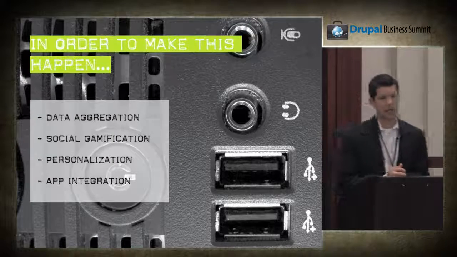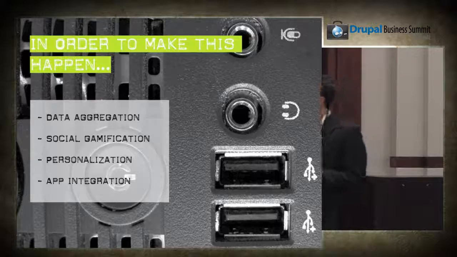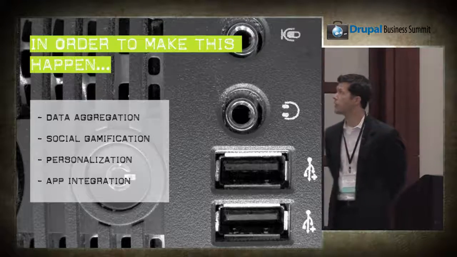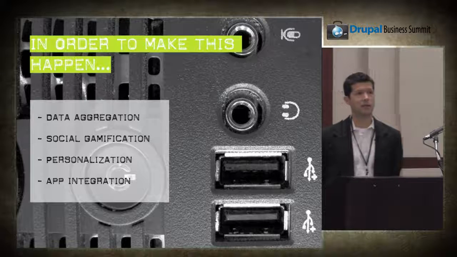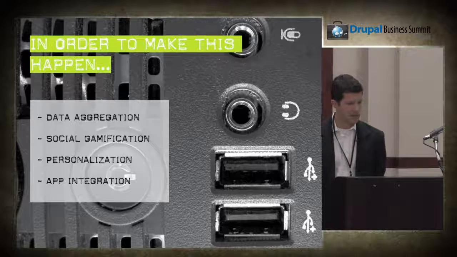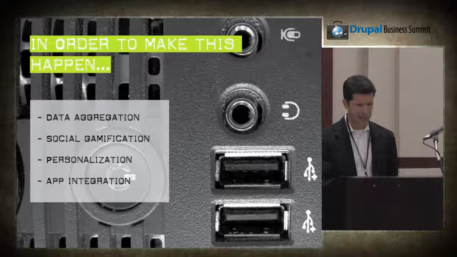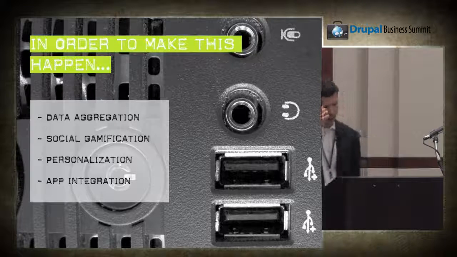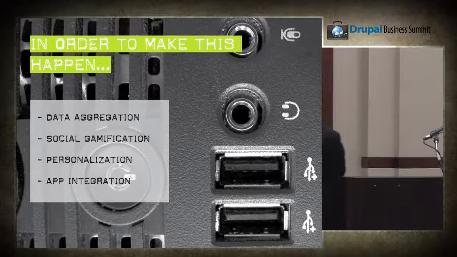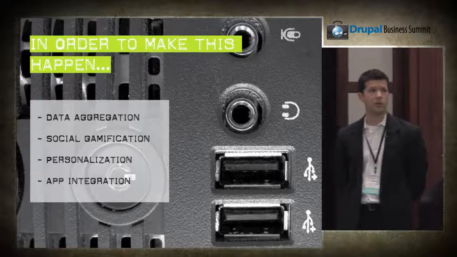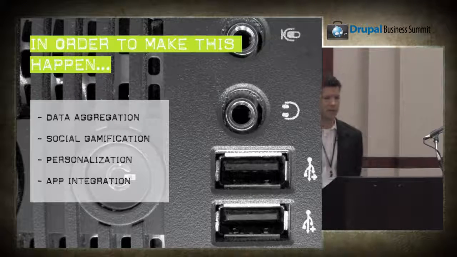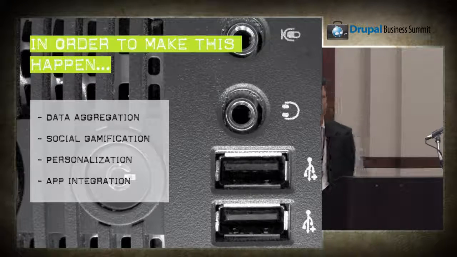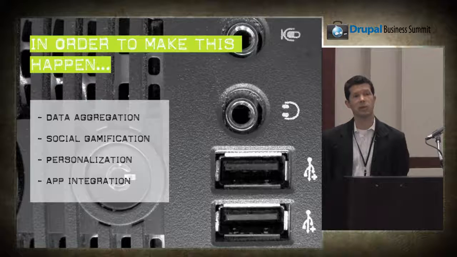In order to make this all happen, we kind of focused on 4 key areas. Those were data aggregation, social gamification, personalization, and app integration, which are a lot of words ending in shun. And so basically the idea here was that we bring all these things together. We aggregate data from a number of different sources. We pull data about news and videos, app integration data, social data from various places like Facebook and Google+, and we put it in one easy-to-use place, and we personalize it to the individual.